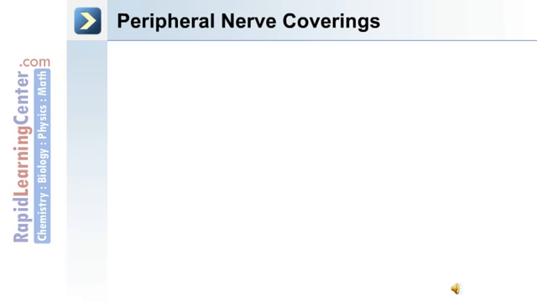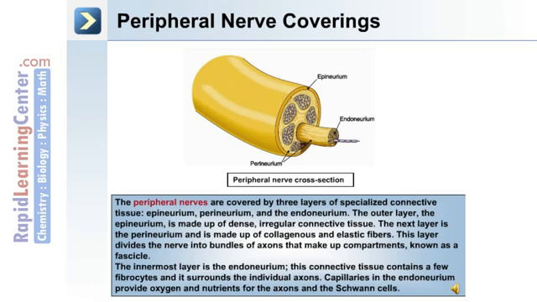The spinal nerves lead to the peripheral nerves, and peripheral nerves have specific coverings. The peripheral nerves are covered by 3 layers of specialized connective tissue: the epineurium, the perineurium, and the endoneurium. The outer layer is the epineurium. This is made up of dense, irregular connective tissue.